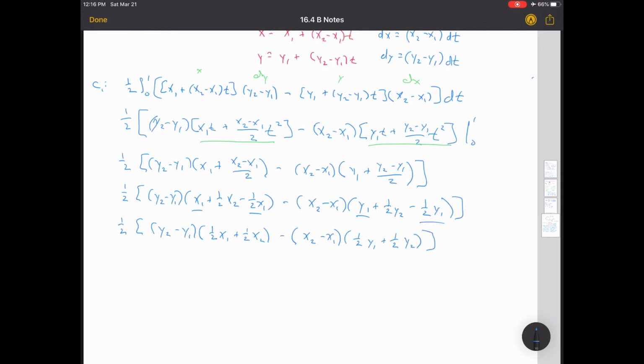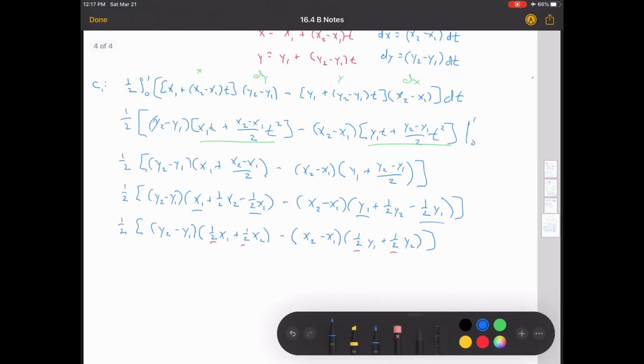I now have a 1/2 in common there. I have a 1/2 in common here. I can pull those 1/2s out to the front. And remember, you're factoring a 1/2 out of each one of these things, so it's not like I'm going to be factoring an extra 1/4. It's 1/2 being pulled out of each one.